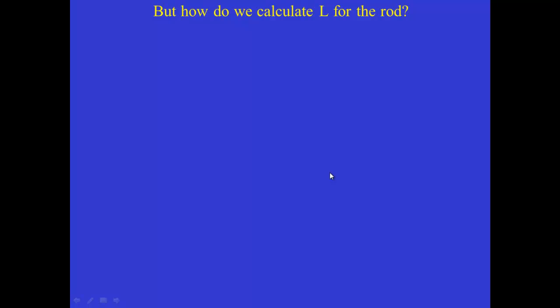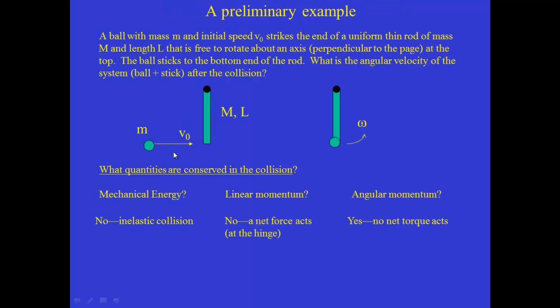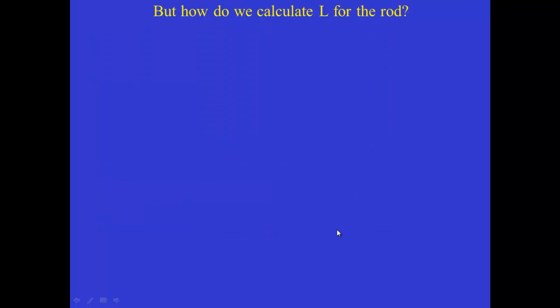But the question that comes up is, how do we calculate the angular momentum for the rod? We know how to calculate the angular momentum for the ball before the collision, because if we define a particular rotation axis, that tells us the position vector r, and we can use the definition of angular momentum to find out what it is before the collision. But after the collision, the only thing we have is pure rotational motion, because the ball and the rod are stuck together. So how do we calculate L for the rod?